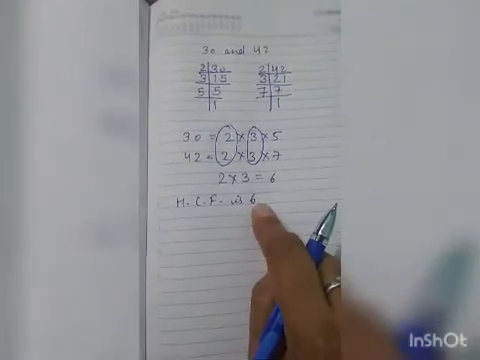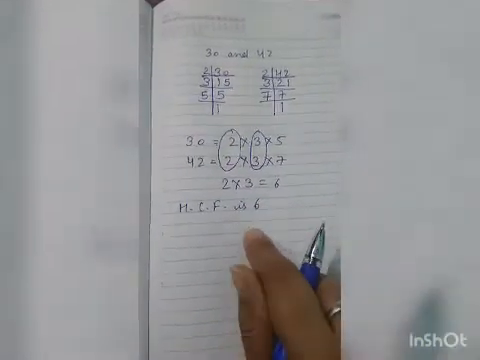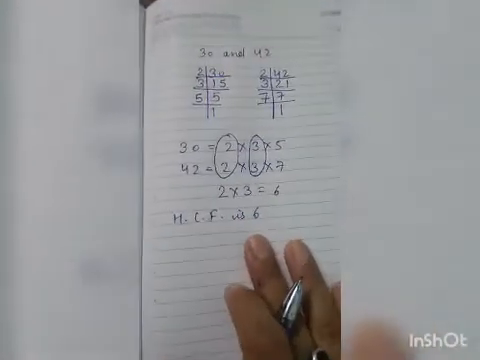This means if we apply either method, whether the long division method or this method of finding the HCF, in both cases we get the same answer.